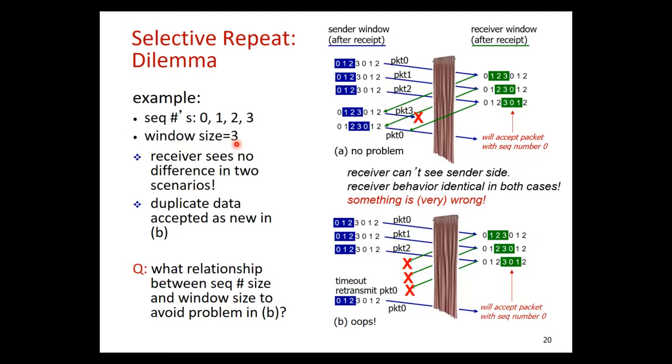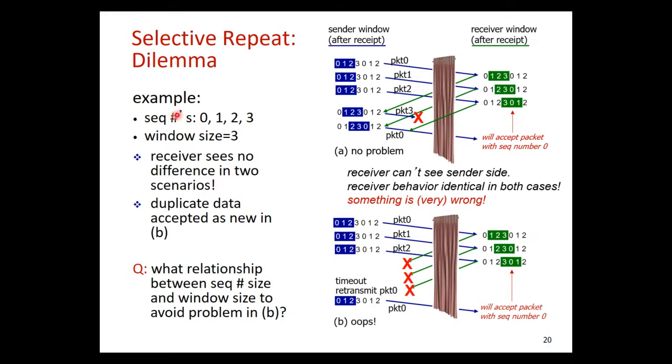Okay. And if you are interested, I think there's a problem in the textbook where they ask you to prove that statement. But that statement is true. So when you design a selective repeat protocol, you need to make sure that when you choose the window size and you choose a number of bits for the sequence number, they should be such that this problem doesn't happen.